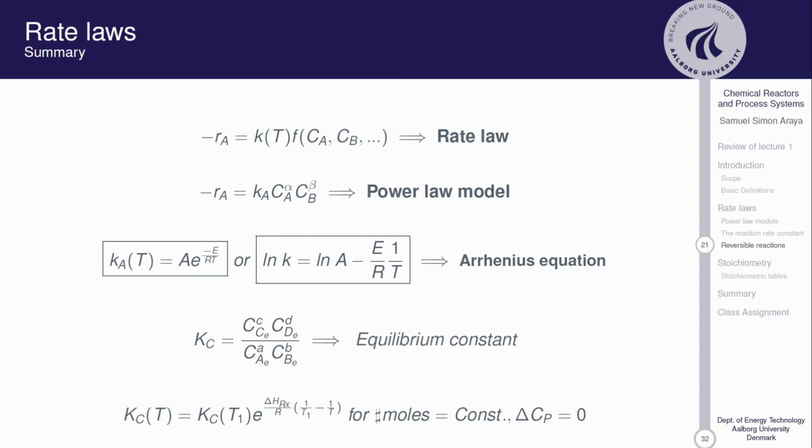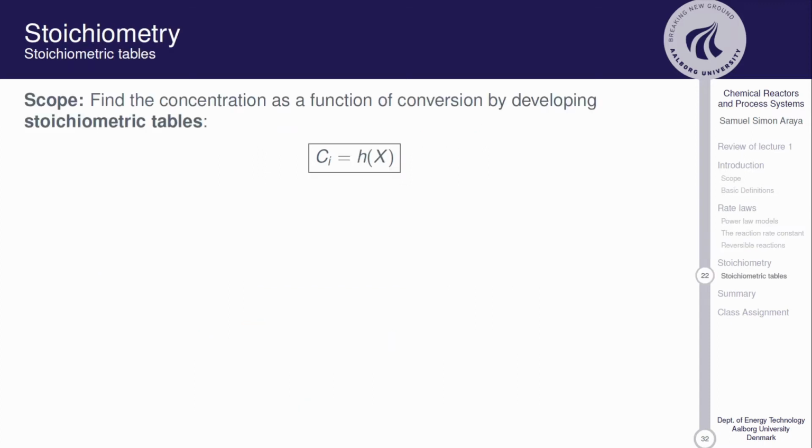So this part of the lecture will be on stoichiometry, which is basically a set of tables that allow us to define concentrations of each species as a function of the conversion. So basically what happens to these concentrations of the reactants and the products as the reaction proceeds, which means as the conversion increases. And in order to do that, we will just go back to our usual reaction.